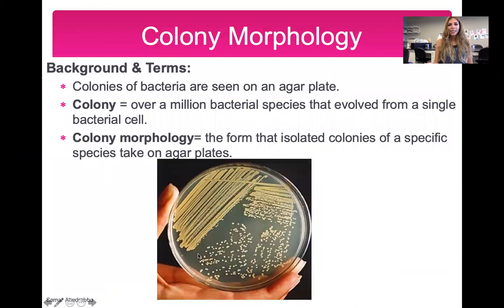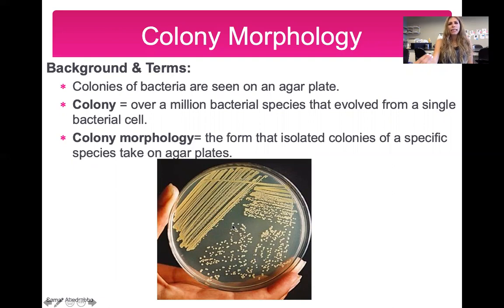Colonies are bacteria seen on agar plates. So here's an agar plate. All these little circles are colonies. What a colony specifically is, is millions of bacteria that originated from just one bacterium. One bacterium was there on that agar plate and it did binary fission millions of times so that we're able, with our eye, to see that circle, which is what we call a colony.